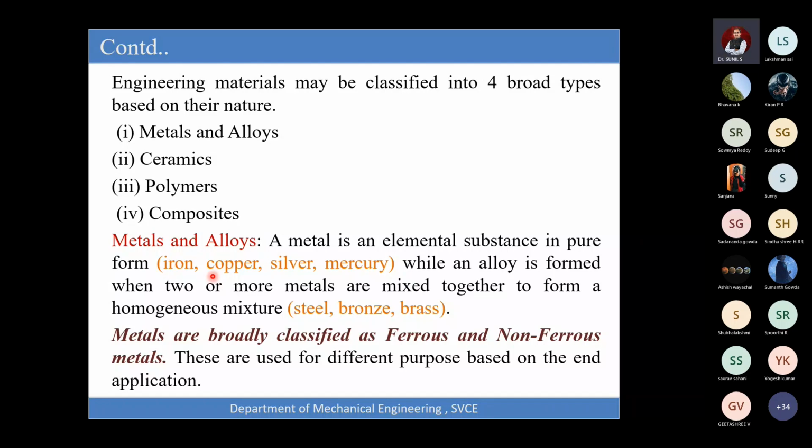Further, these metals are broadly classified as ferrous and non-ferrous. Ferrous are ones which have some iron content in them. Non-ferrous metals are ones which have zero iron in them. Okay, so this is the first category of materials.